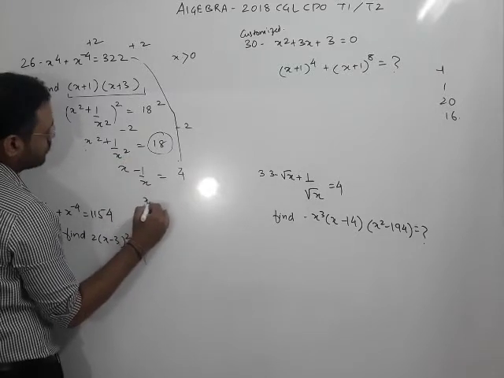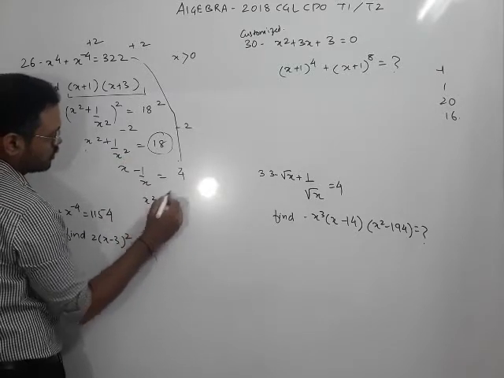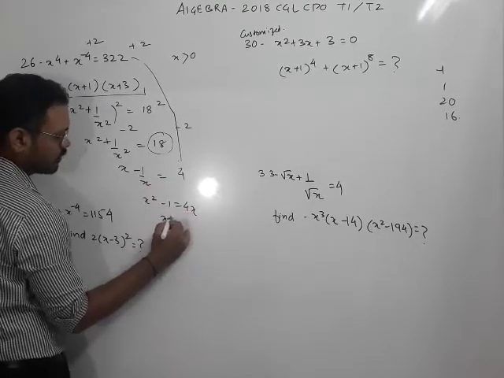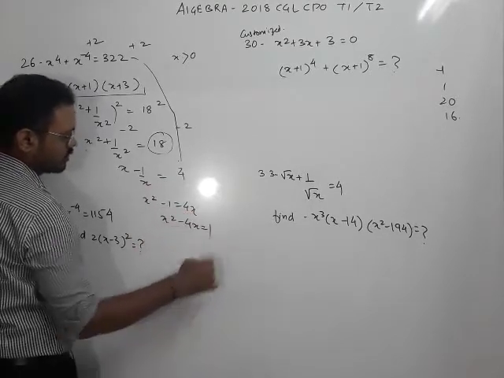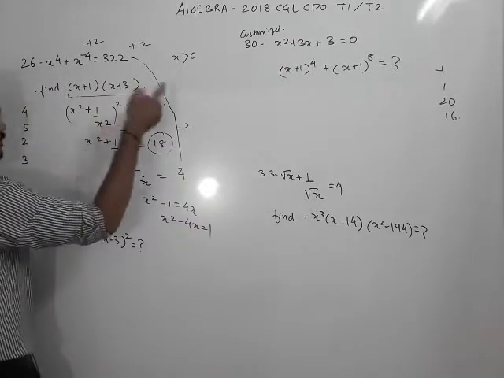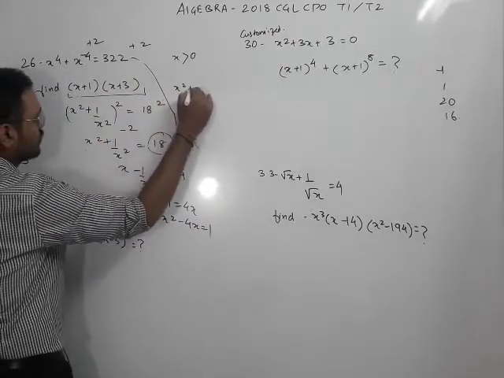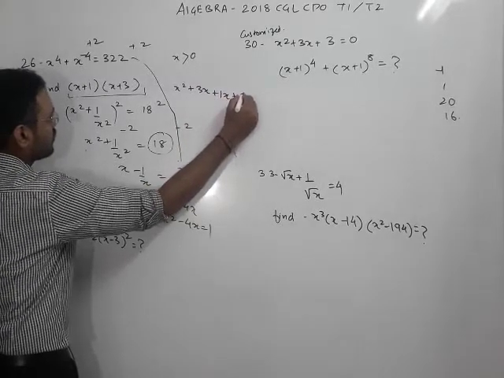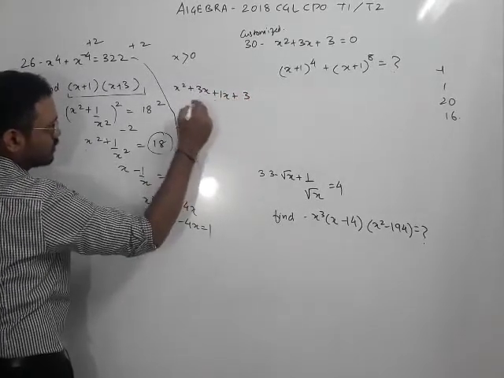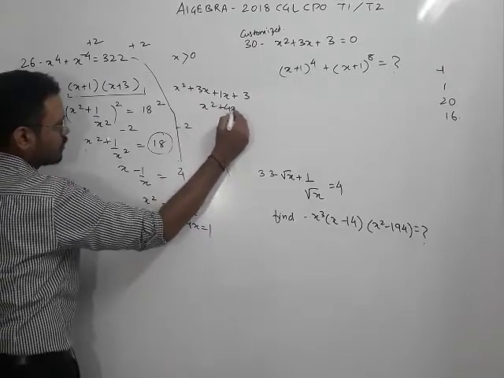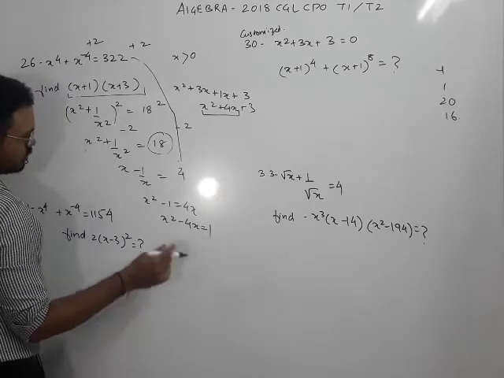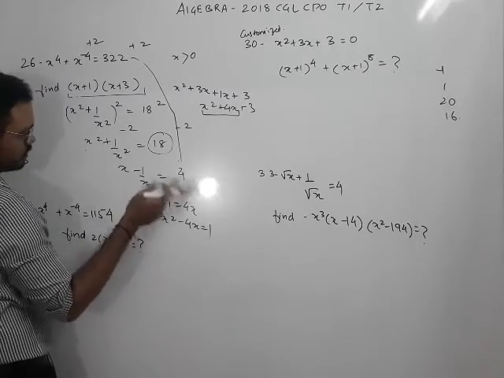So it is going to be x square. Directly you write it, x square minus 1 is 4x. X square minus 4x is 1. If you expand this, you will get the same thing: x square plus 3x plus 1x plus 3, which is going to be x square plus 4x plus 3. So somewhere we have made a mistake.